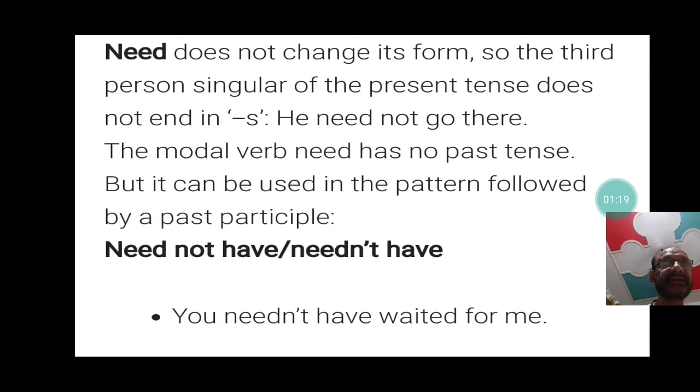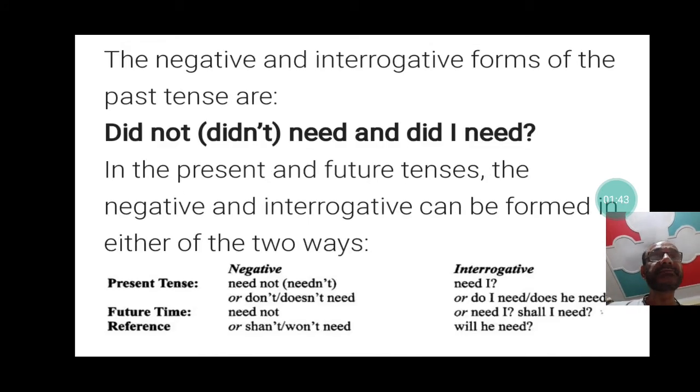The modal verb need has no past tense, but it can be used in a pattern followed by a past participle. Need not have, needn't have. You needn't have waited for me. Right? So it expresses past tense. The negative and interrogative forms of the past tense are did not need, and did I need.